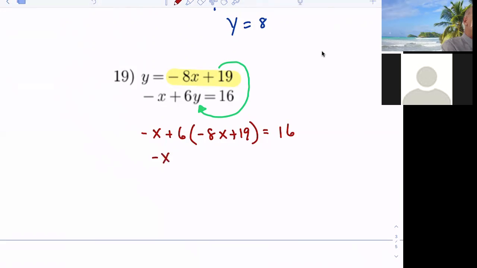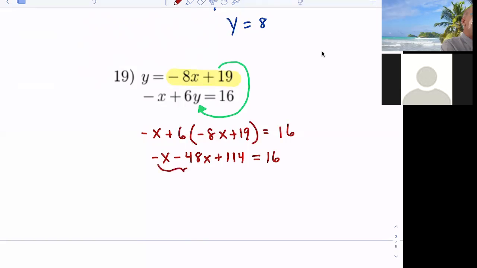Negative x minus 48x plus 144. Check me now, 6 times 19. Oh, 144. Thank you. I looked at it. Equals 16. Not a big deal.